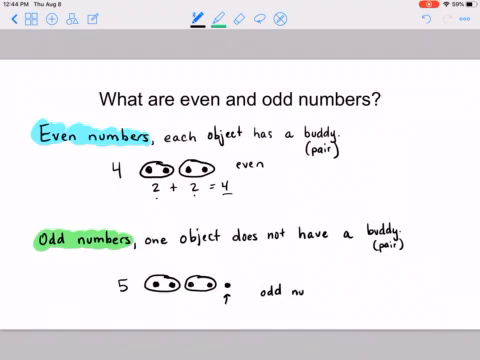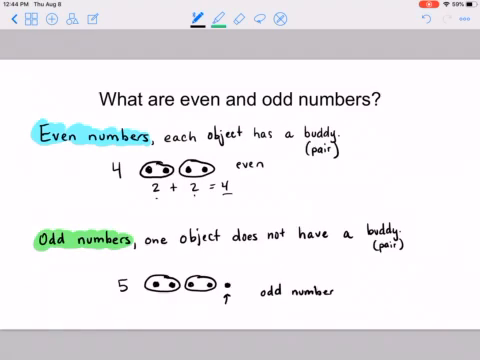There's always going to be one object in your number that is left out when represented with dots, or it could be smiley faces or X's or anything like that. And I'm going to show you some examples of that. So that's just a little bit of an intro.